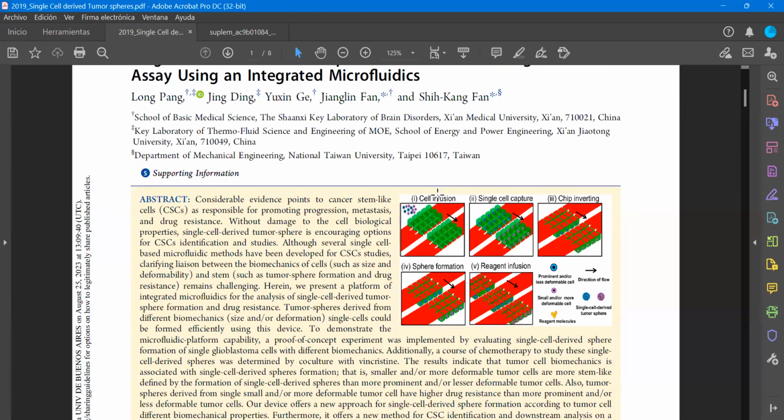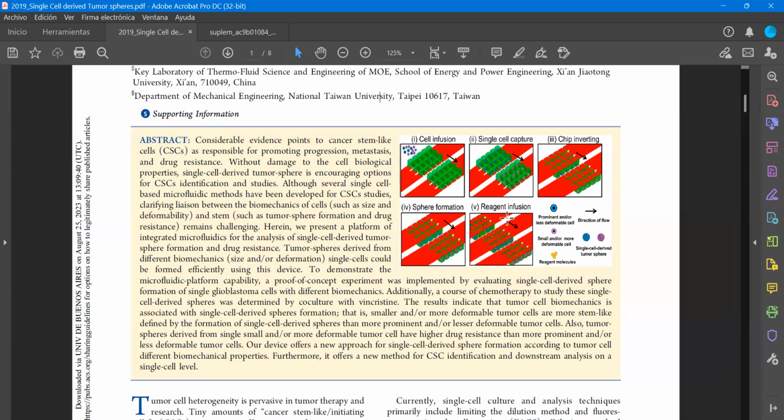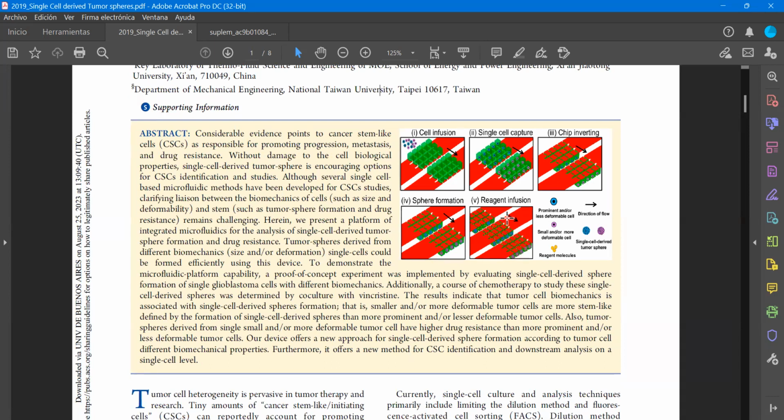So it's important to study cancer stem cells first because they promote metastasis and they enable drug resistance. That's why it's very exciting to look at the single cell derived spheres from glioblastoma. And what they did is to test two different cell lines, the standard glioblastoma cells and an induced cell line, which is going to be smaller and deformable.